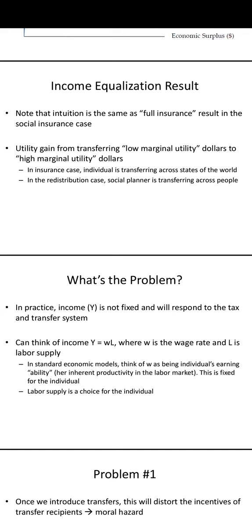Note that the intuition is the same as full insurance in the social insurance case. There is a utility gain from transferring low marginal utility dollars to high marginal utility dollars. In the insurance case, the individual is transferring across states of the world. In the redistribution case, the social planner is transferring across people.